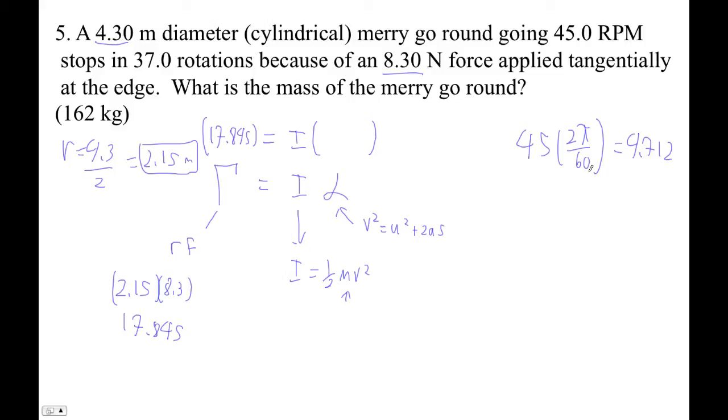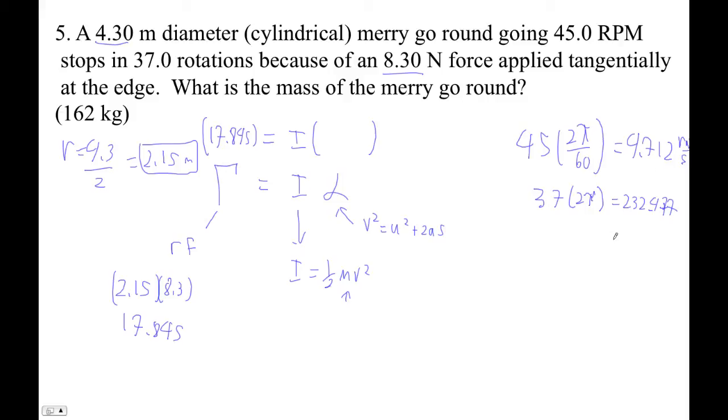Okay, and then 37 rotations times 2 pi, to get radians. 37 times 2 times pi. I'm going to store that in S. That is 232.477. Okay, so now we're set.